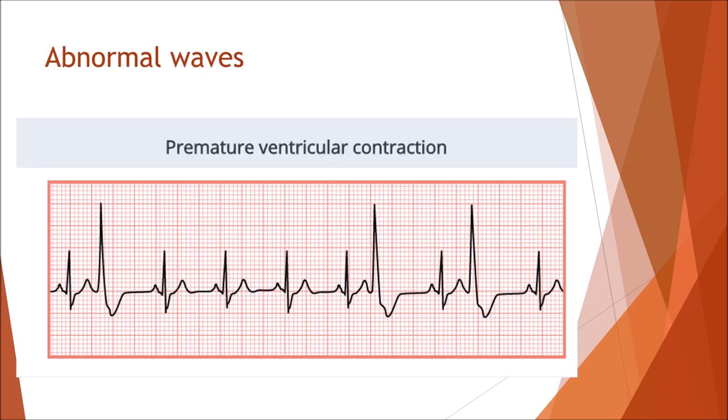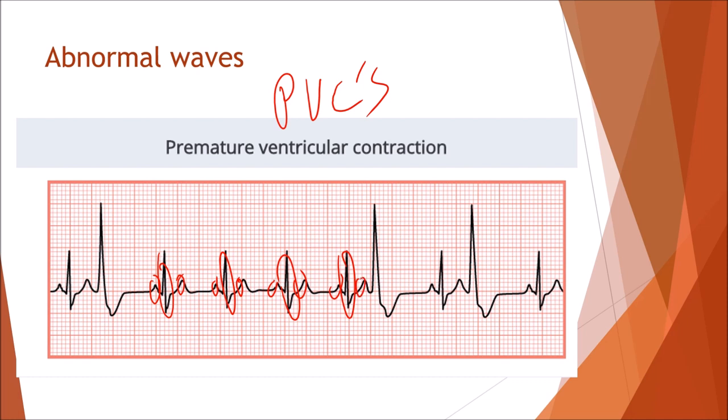Premature ventricular contractions, also known as PVCs. What's happening here is that the ventricle is going to contract sooner than it's supposed to, right? So normal is supposed to be P, Q, S, and T, right? P, Q, S, and T. P, Q, S, and T.